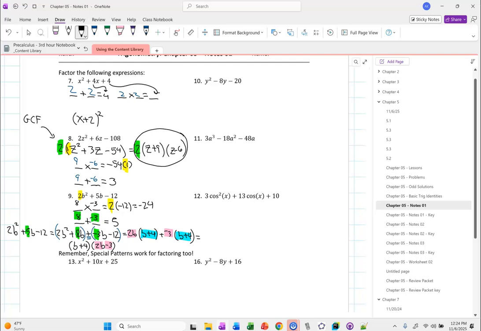Who can do 10? y squared minus 8y minus 20. Somebody that hasn't been participating a bunch already. Charlie, is it y plus 2 and then y minus 10, or y plus 10 and y minus 2? You were right the first time. y plus 2 and y minus 10. That is correct.